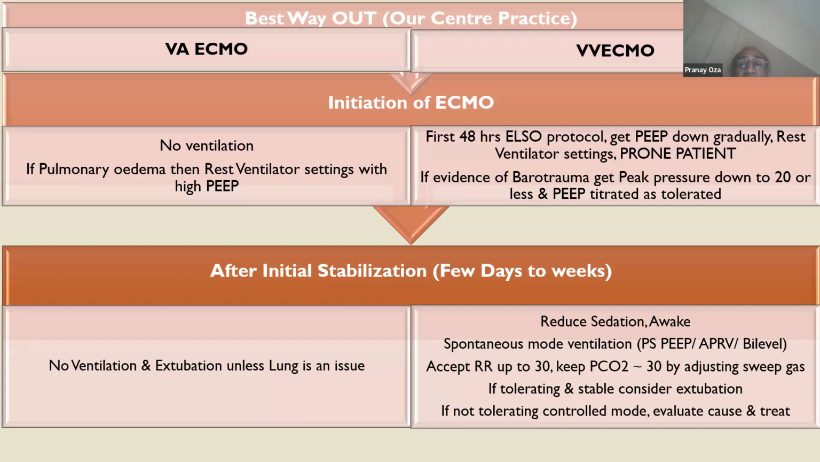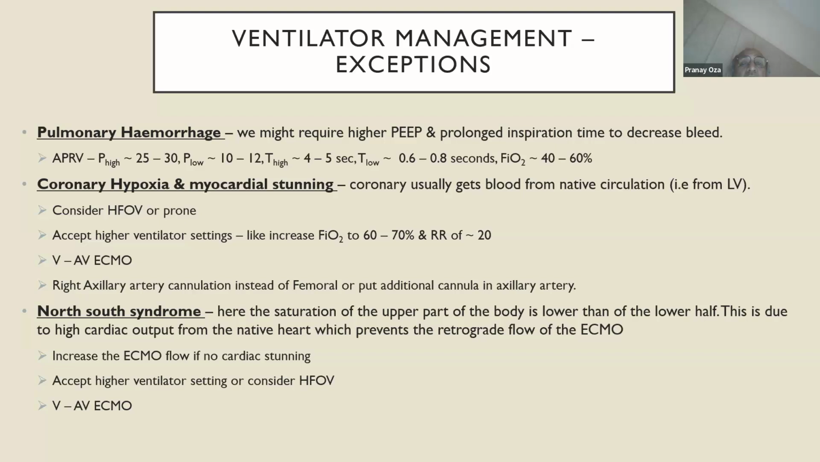In case of VV ECMO, we try to reduce the sedation, we make the patient awake, and we take them on a spontaneous mode of ventilation like pressure support. If the RR is acceptable, since the respiratory rate is less than 30, and if the CO2 is acceptable, then we think of keeping this patient awake, and then we take a call whether to extubate this patient or not. If the RR is high, then we try to get the CO2 less than 30 by adjusting the sweep gas, and that can decrease the respiratory drive and you can control the respiratory rate. If that is still not happening, then we probably don't think of extubating the patient, or if the patient is already extubated, we plan to re-intubate, and then we think about why it has happened and evaluate and treat it.